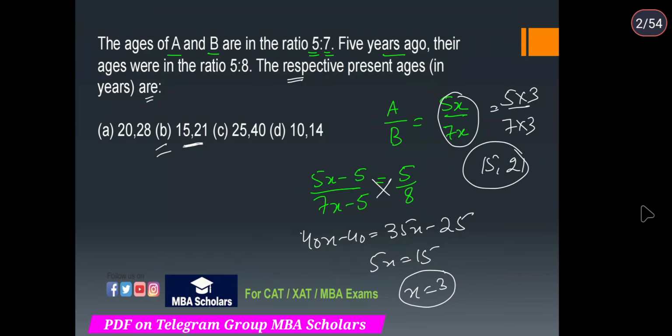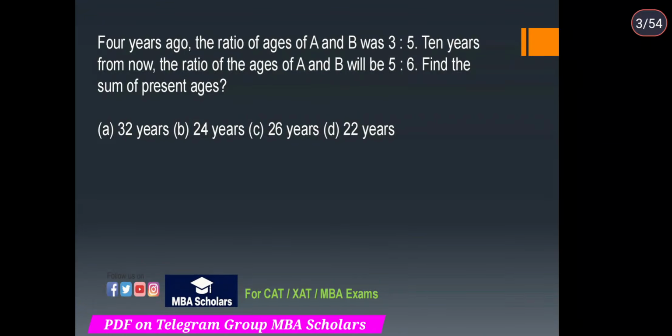Now moving ahead, we have the next question. 5 years before, the ages of A and B were in the ratio 3:5. 10 years from now, the ratio of ages of A and B is 5:6. So we have to find again the present ages, right?